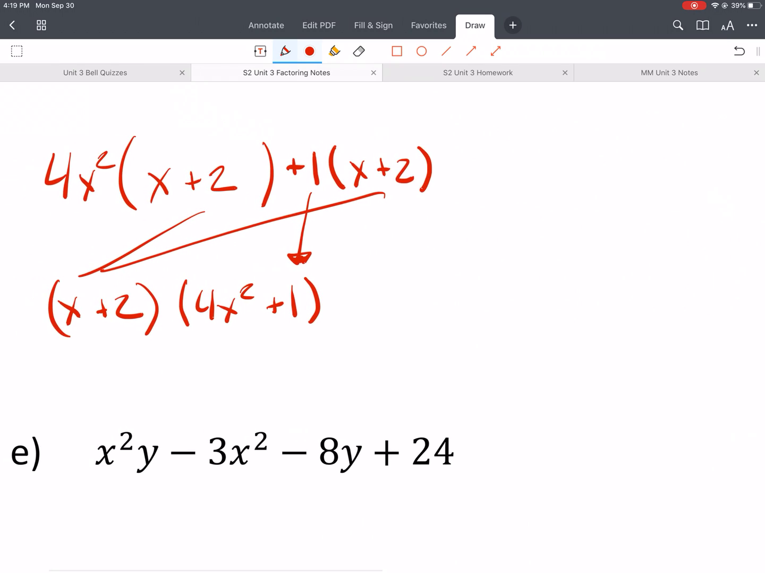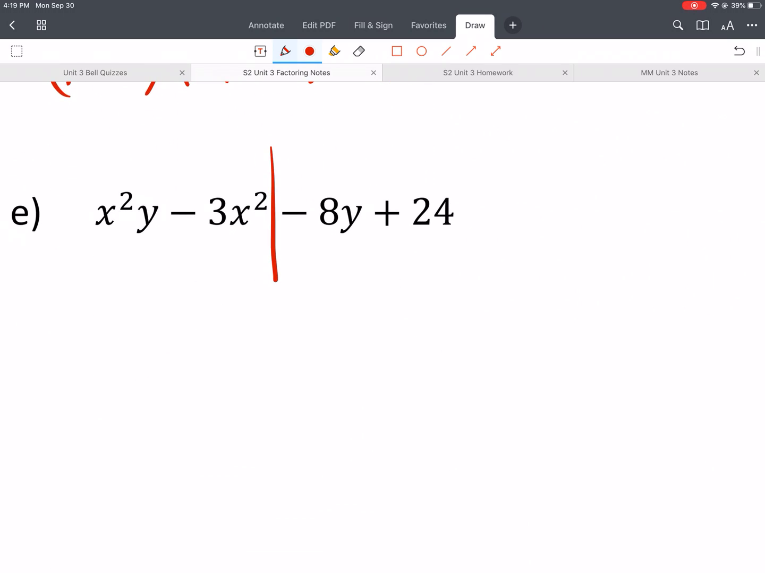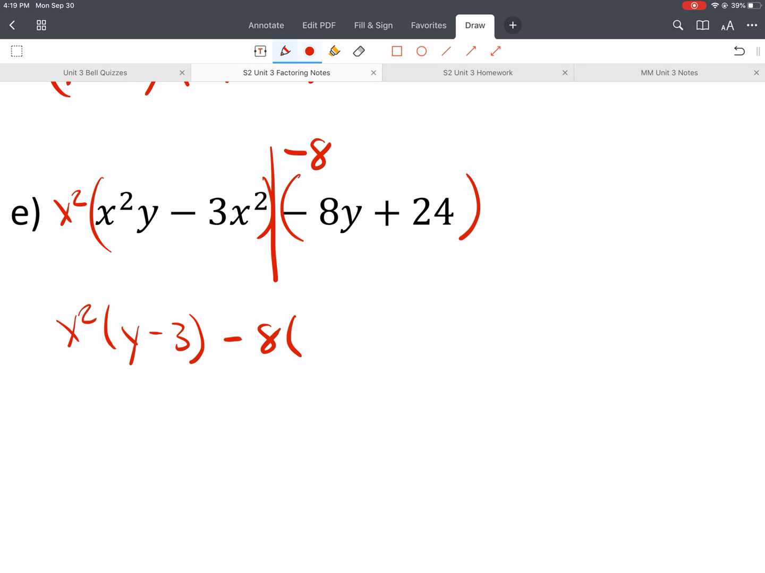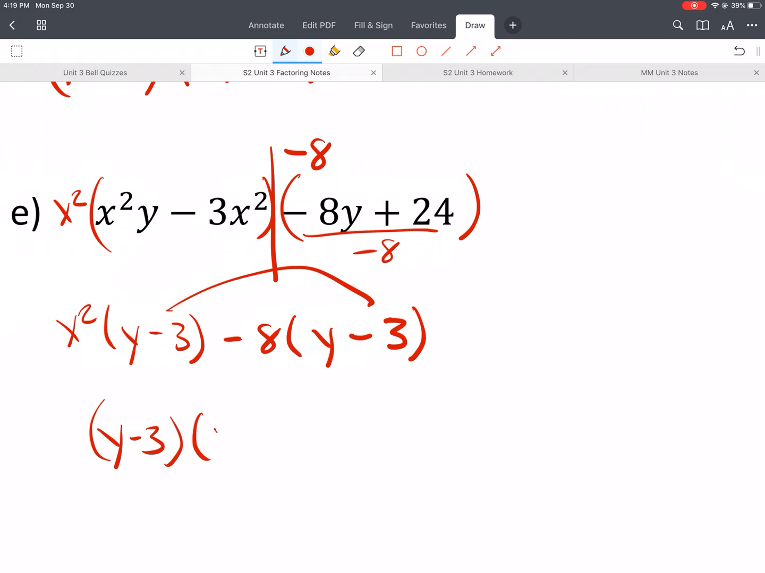All right, E, cut it in half. We can factor out an x squared, so we'd end up getting x squared times y minus 3. Here we can factor out a negative 8, so we'd have minus 8 times y minus, so remember, if we're dividing by a negative, it's going to change all the signs, so we'd get a negative 3. Again, these are the same, so we'd get y minus 3 in one parenthesis, and then x squared minus 8 in the other.